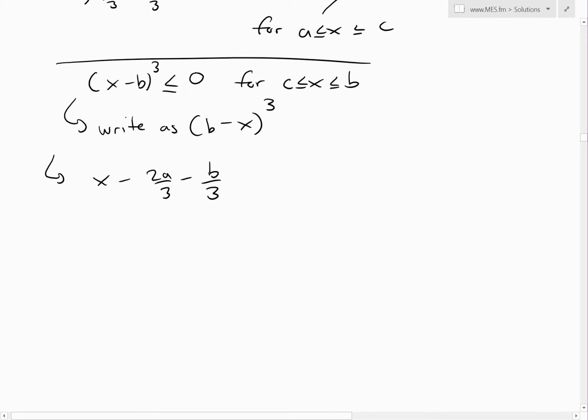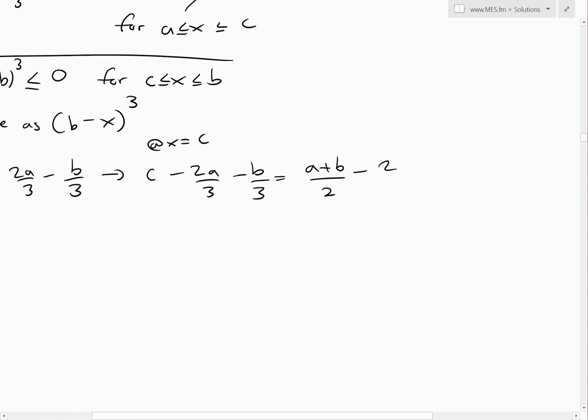What we get now, when we just consider this function and plug in our c value, c minus 2a over 3 minus b over 3, this is at x equals c. And this equals a plus b over 2 minus 2a over 3 minus b over 3. Again, using the common denominator, this becomes 4, this is 2, this is 2, this is 3, 3a. This equals 2, and this is going to be negative a, 3a minus 4a.